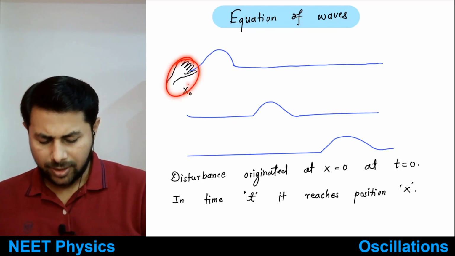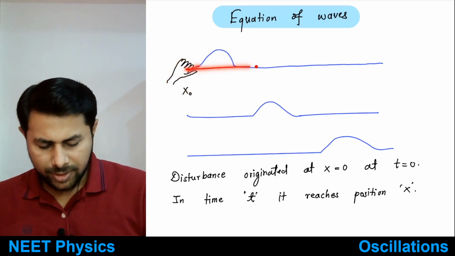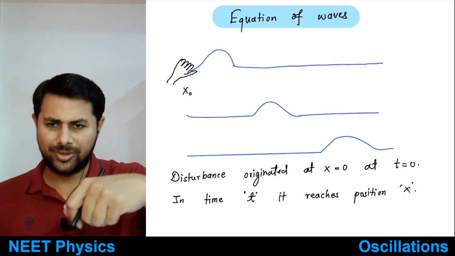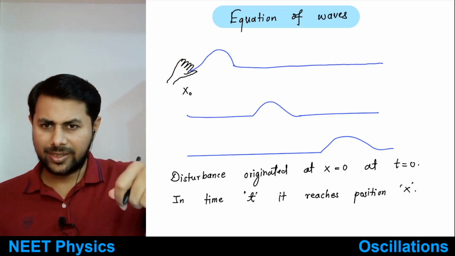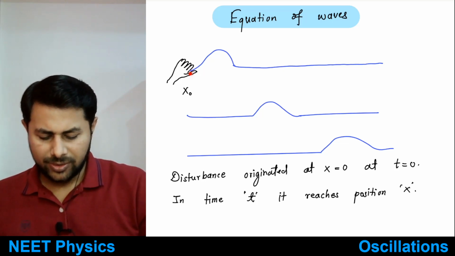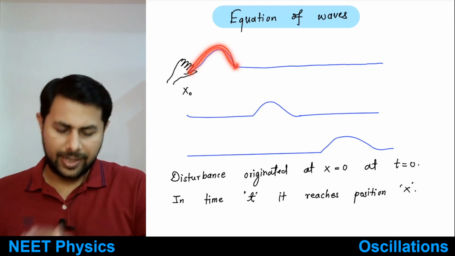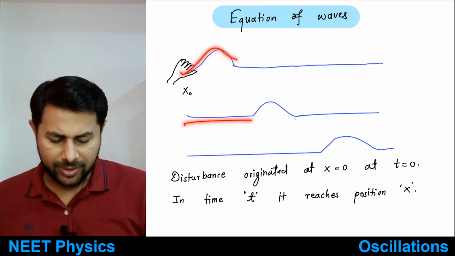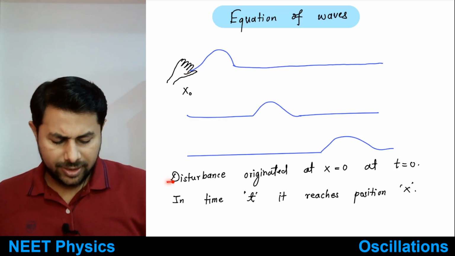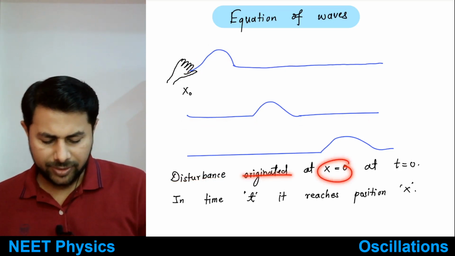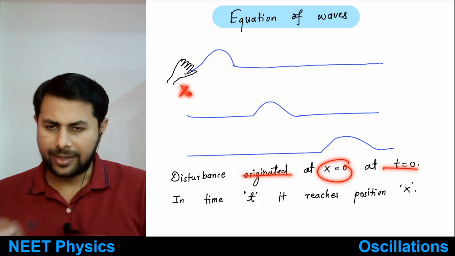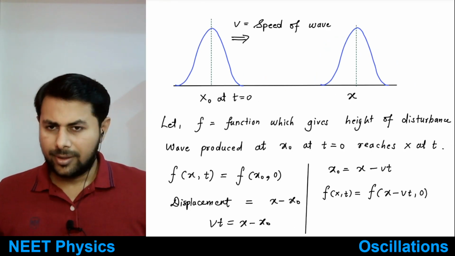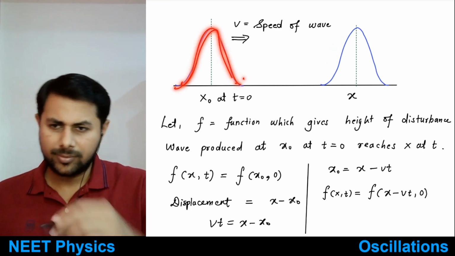Suppose you oscillate the string, so you disturb the string. You just pull it like this, give one jerk and keep it as it is. Then a crest is formed at the left end and it travels along the string. Let's call it the disturbance. It originated at x equal to 0, or let's say at x naught, at t equal to 0, and in time t it reaches position x.